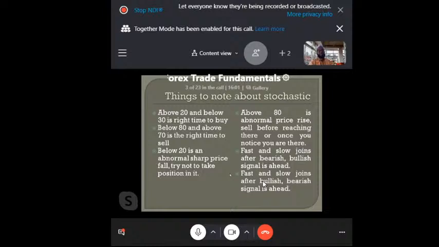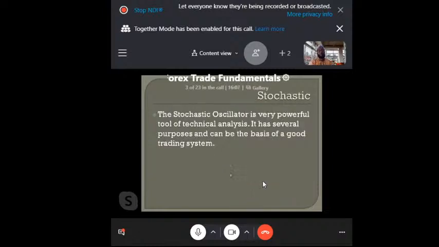Next slide. The stochastic oscillator is a very powerful tool of technical analysis. It has several purposes and can be the basis of a good trading system. That is why in this Forex class at Gwani Software, it is the first tool you learn. We always give you stochastic first, so that you start your trading with it.